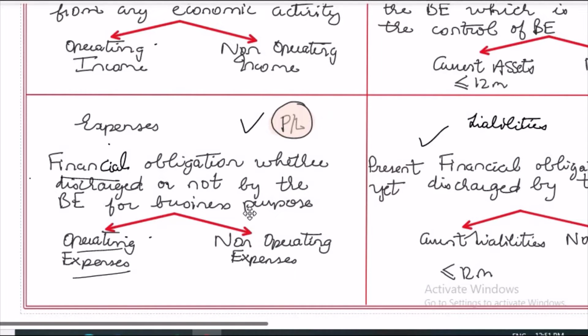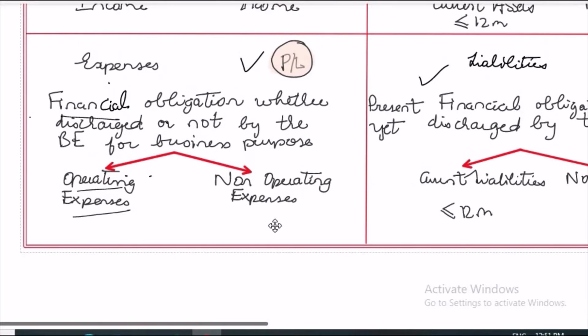Expenses are financial obligations, whether discharged or not, by the business earnings for business purposes. There are operating expenses and non-operating expenses. Operating expenses are those that happen while you do the production. An example would be electricity charges. Non-operating expenses are those which occur indirectly to the operating expenses.